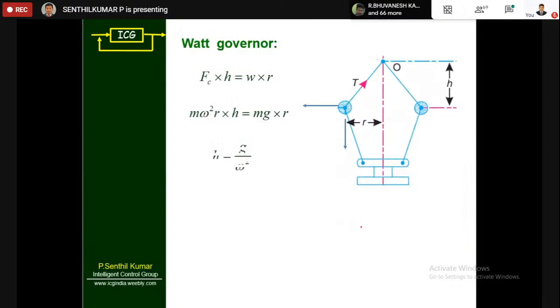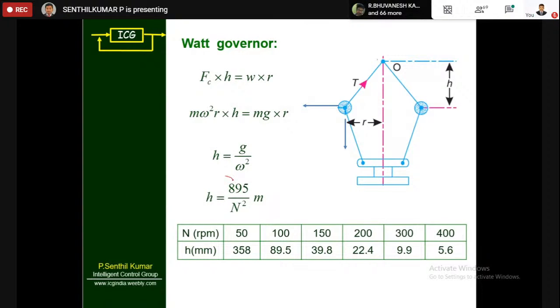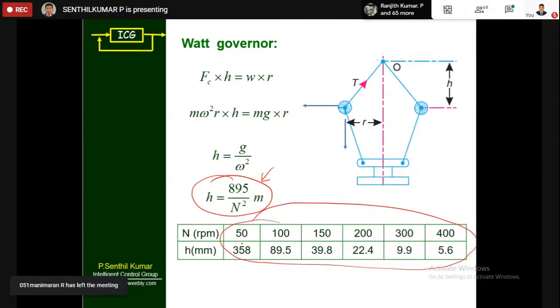So this is the terminology and this is the formula. They will ask 1 or 2 questions; the height they may give and ask you to find the speed, or the speed they will give and ask you to find the height. Just look at the diagram. What do you understand from it? From 50 to 100, there is a huge difference, but from 300 to 400, a very, very small difference.